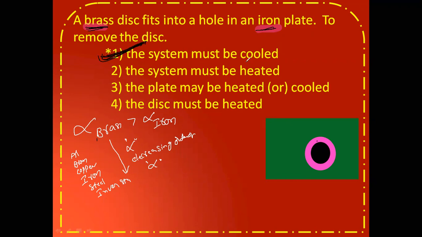If the system is cold. So the sequence is very important. If you know the sequence, it is very easy to answer this type of question. In the case of the bimetallic strip also, this is the sequence we need to follow.